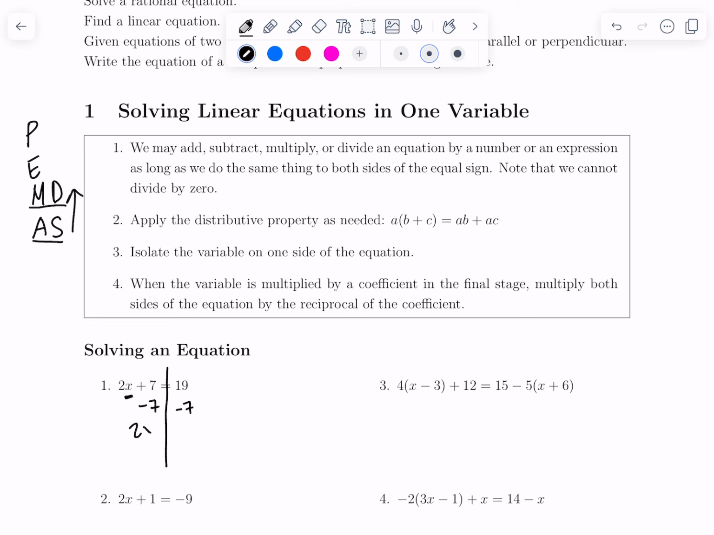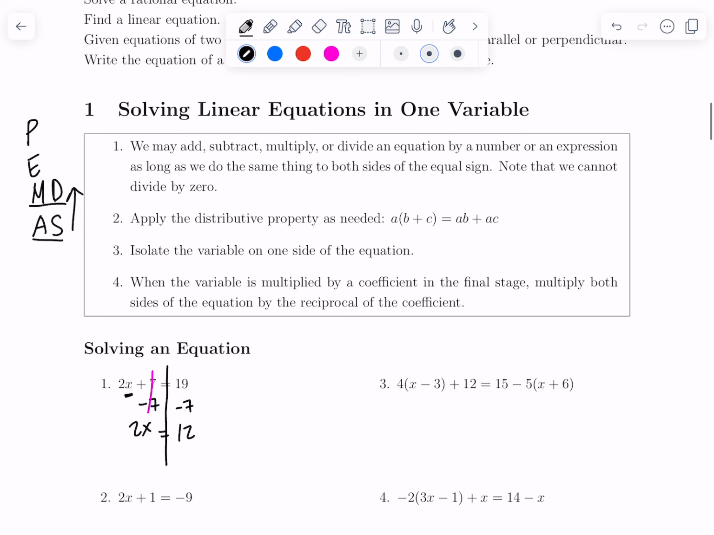So here we've got 2x plus 7 minus 7, and the plus 7 and minus 7 cancel out. Then we're going to have 19 minus 7, which is 12. Then we're going to divide by 2 on both sides of the equation. We get x equals 6. And this is the answer.